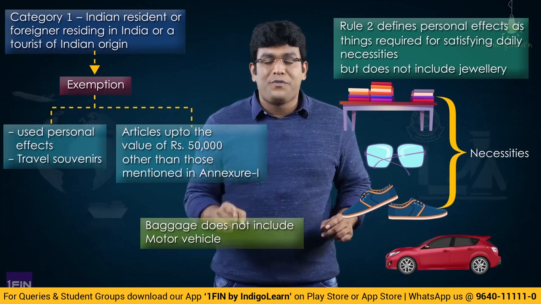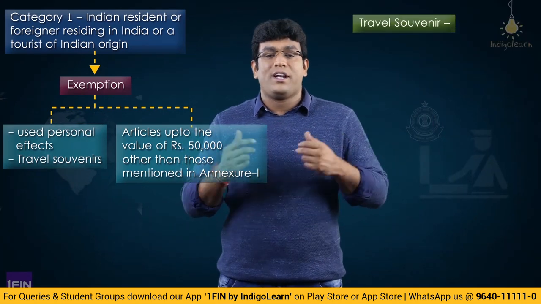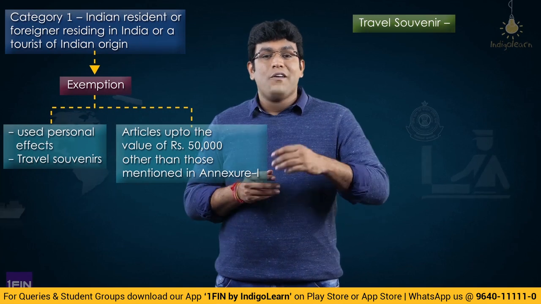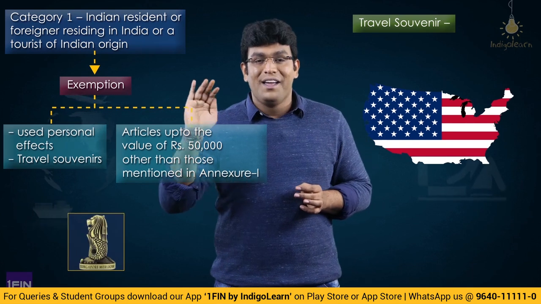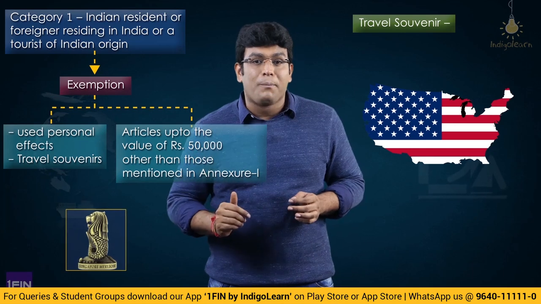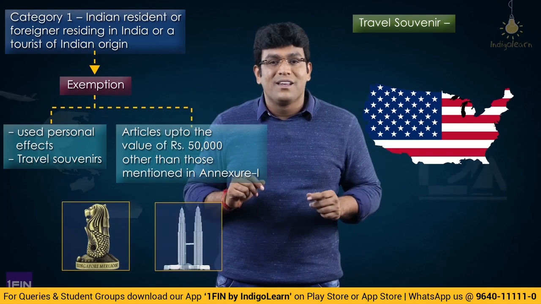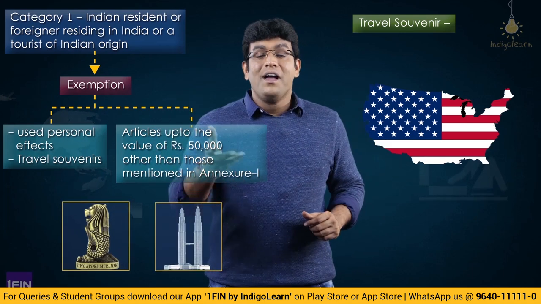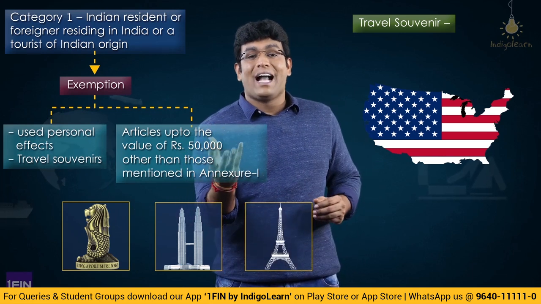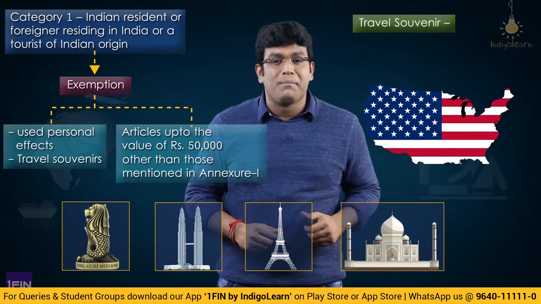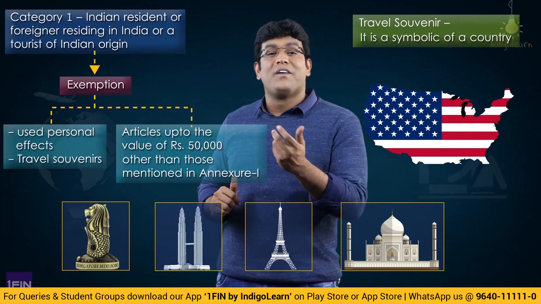Number one, used personal effects and travel souvenirs. Now, what is a travel souvenir? When we go to a foreign country, we might get foreign maps. When people go to Singapore, they get the lion symbol, which is very popular in Singapore. When people go to Malaysia, they get small articles of the Malaysian Twin Towers. When people go to Paris, they get symbols of the Eiffel Tower. And people who come to India take small articles of the Taj Mahal back to their country. It's symbolic of that country. That is why it is called travel souvenirs.